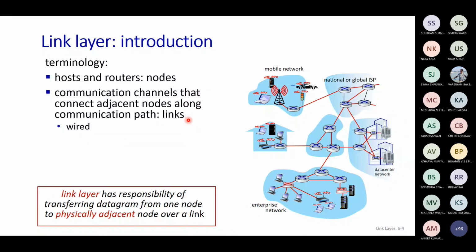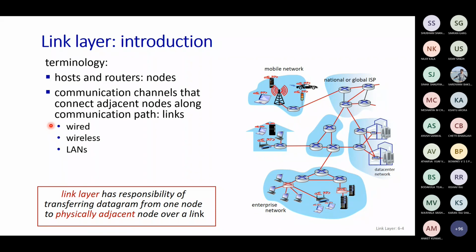Now, what can be the different types of links? Links can be wired, they can be wireless, and they can be local area networks, which, within the same building, you have LANs, right? So if we want to sort out access contention issues, then we should have some multiple access protocols associated with it.